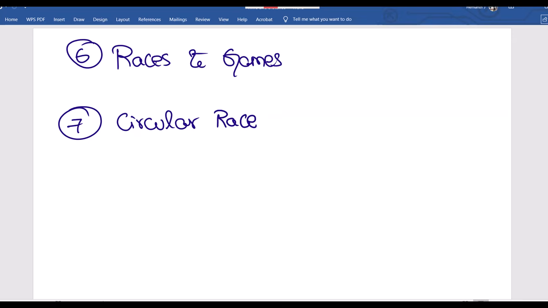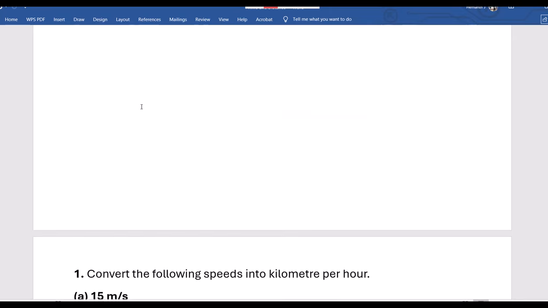Races and games, we're not giving any introduction. We'll discuss when we go for the topic. Right now it's not required. Races and games and circular race, we'll tap that area when we enter into the questions. Now we'll go for the questions. I believe, except these two, for the remaining you have clarity. Let's see the first question.